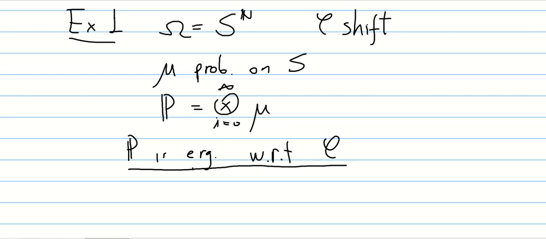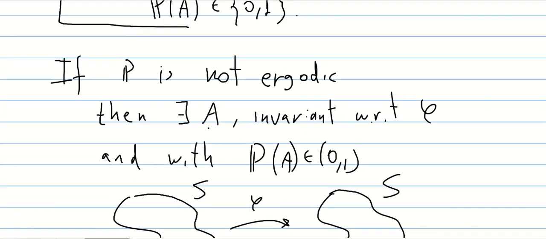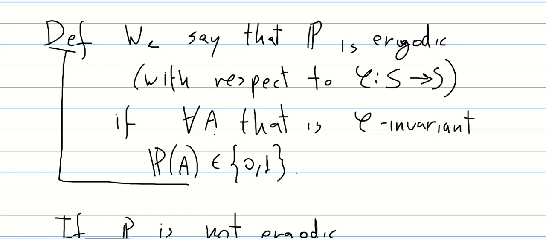So how do we prove that something is ergodic with respect to something else? So we first go back to the definition. We need to take an event A, an arbitrary event that is invariant with respect to phi.